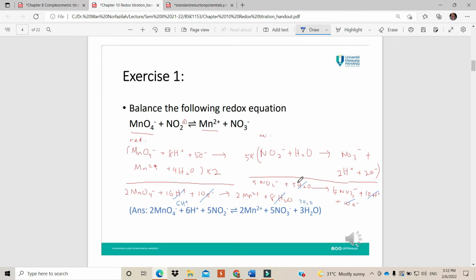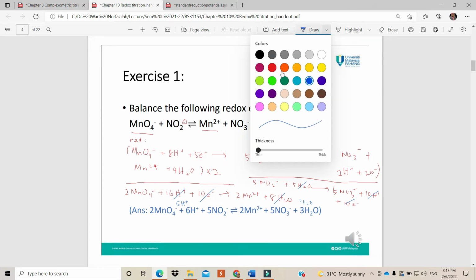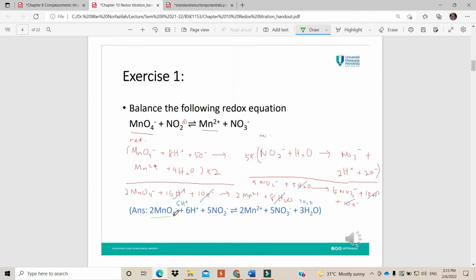Okay, to balance this, after we have cancelled out the same component or same element, we now can come up with a balanced redox equation. Okay, just ambil je apa yang dekat sebelah kiri untuk reduction dengan oxidation, masukkan. So we have 2 MnO4 minus, okay, apa lagi kita ada? 6H plus. And then in oxidation we have 5 NO2 minus. From reduction we have these two compounds. And then in oxidation we have one compound.